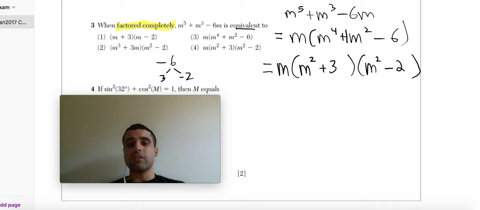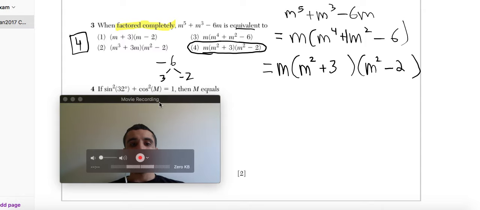Now neither of these can be factored any farther. M squared plus 3 cannot be factored, nor can m squared minus 2, since neither of those is a difference of squares. So our answer would be m squared plus 3 and m squared minus 2, which would be choice 4. That is completely factored. You could have used your calculator to confirm, but let's move along for now.